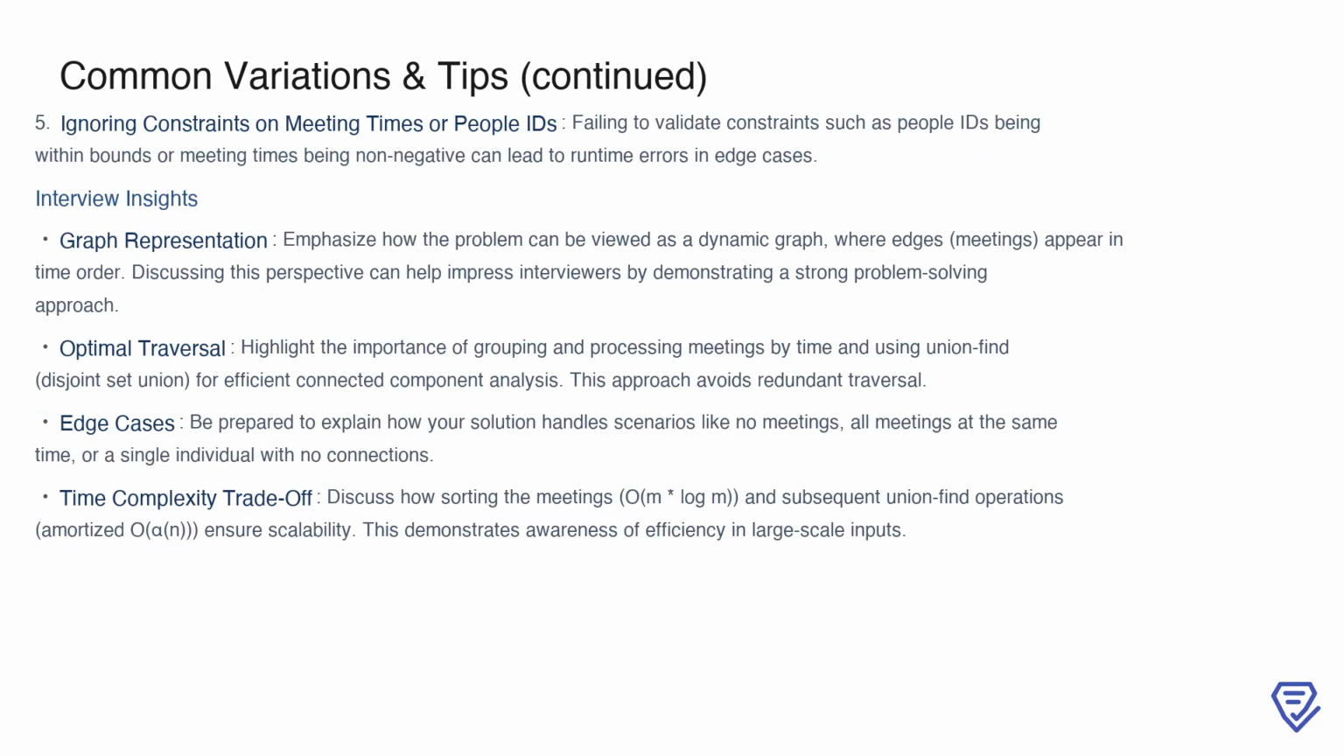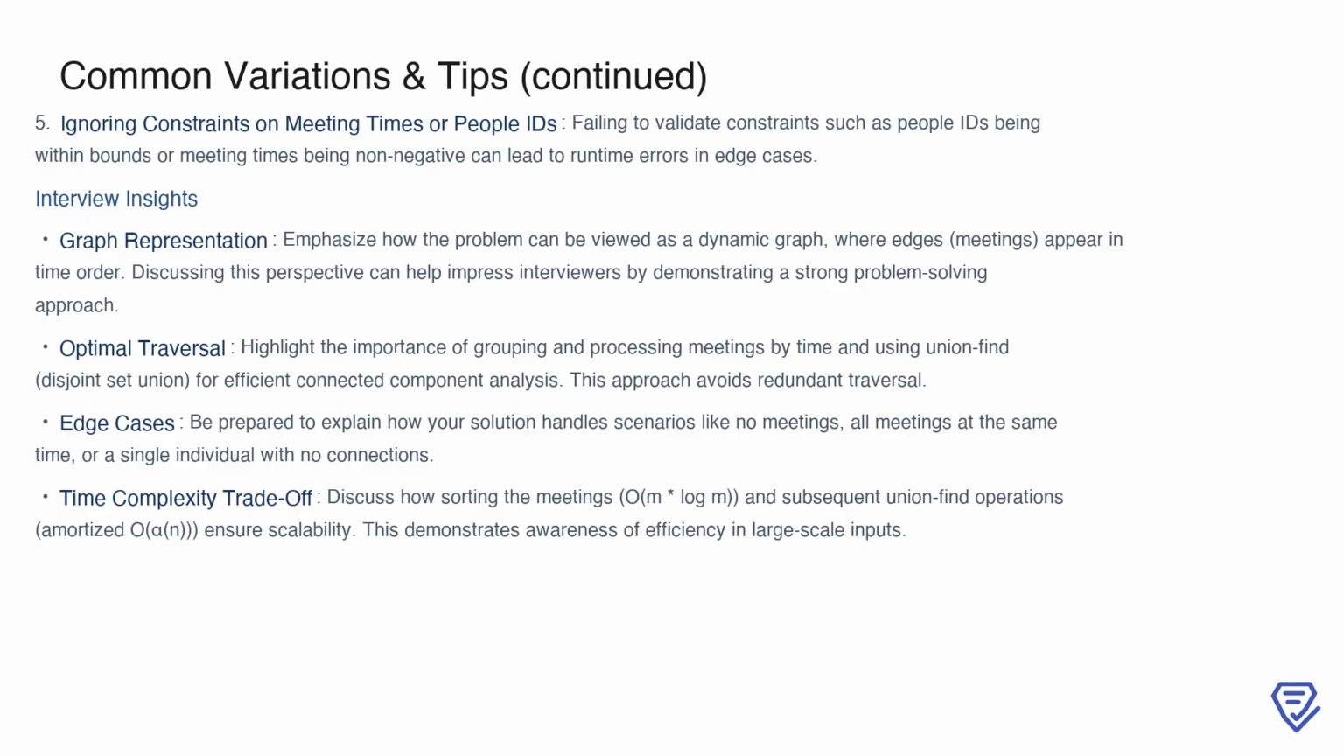Another mistake to watch out for is ignoring constraints on meeting times or the IDs of people involved. For example, people IDs must remain within valid bounds, and meeting times must be non-negative. Overlooking these constraints can result in runtime errors, particularly in edge cases.